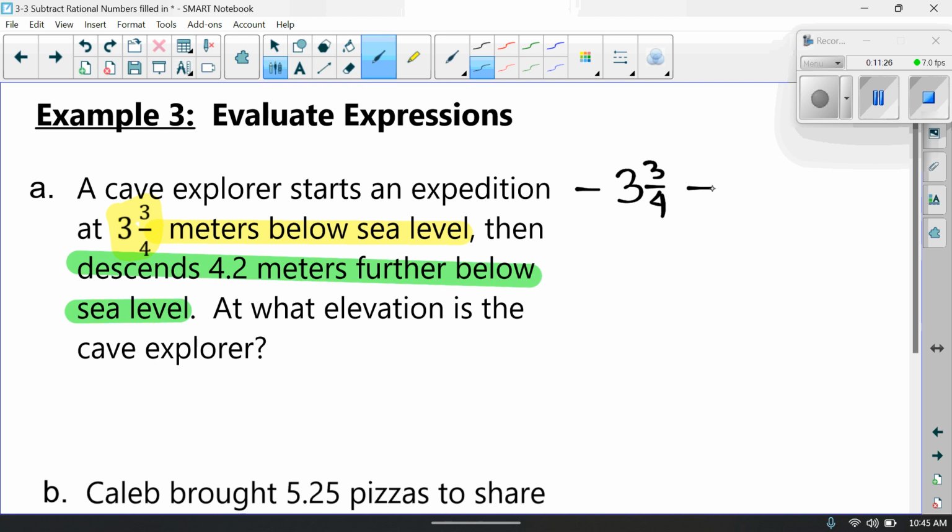And then we're going to subtract 4.2. Is everybody good? So now, do I have to do keep, change, change because I know how to use my calculator? No, you just use your calculator, right? So go ahead and do this problem, and then we'll see what we get. So we get negative 7.95, and this is meters, and that's below sea level.